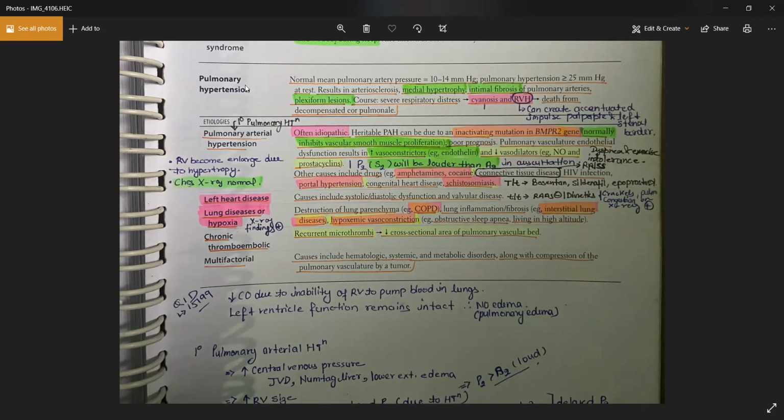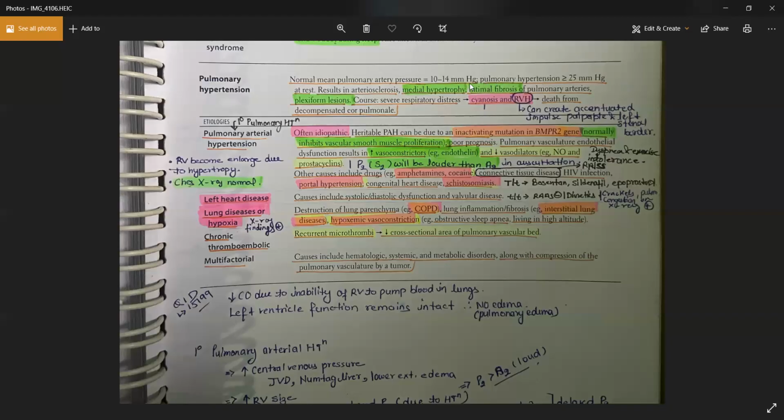A young female patient having shortness of breath, fatigue, and exercise intolerance, you can think about the primary type. If the patient is of old age, having some X-ray changes in the lungs, edema maybe, or reticular opacities, you can think about other causes. Pulmonary artery pressure is always more than 25 mm of Hg.